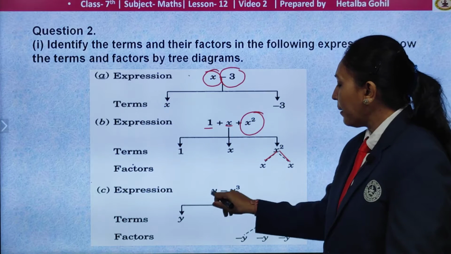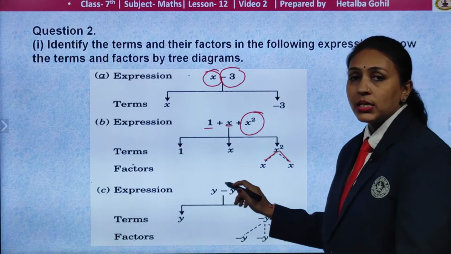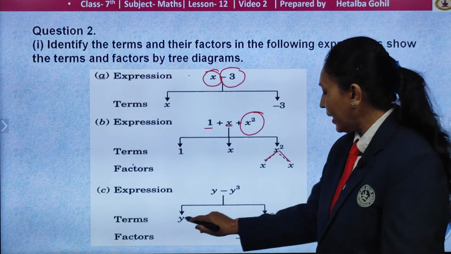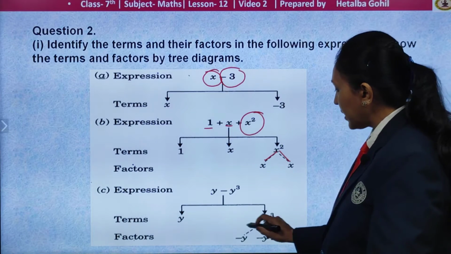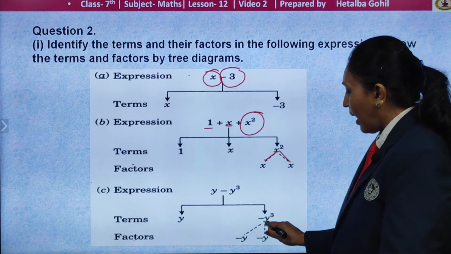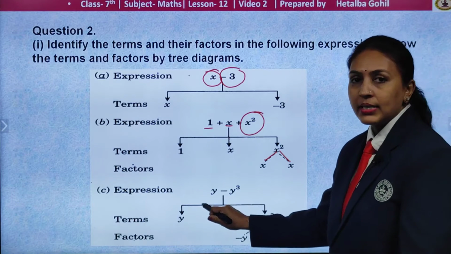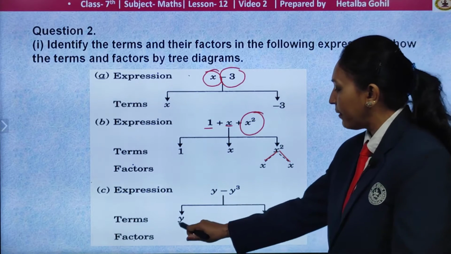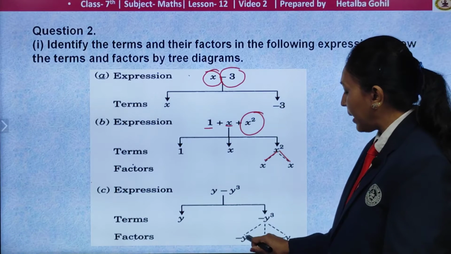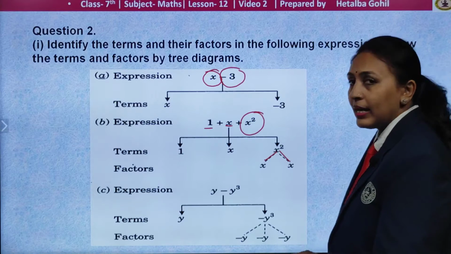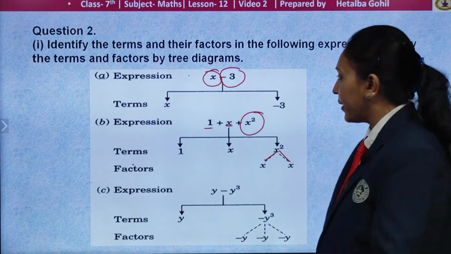Third, y minus y cube. It has 2 terms, that is y and minus y cube. You can see here y and minus y cube are the 2 terms. As y is single here, only y here, and minus y cube, that is minus y to be multiplied 3 times, minus y and minus y over here.